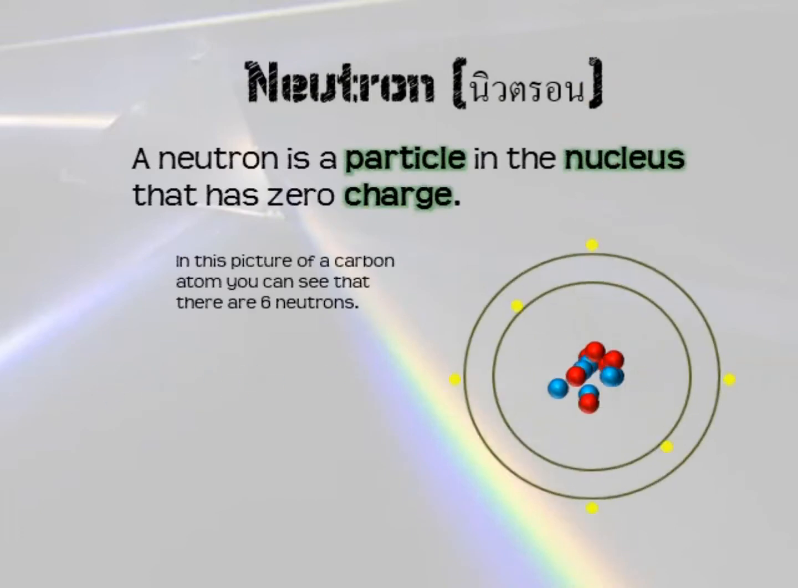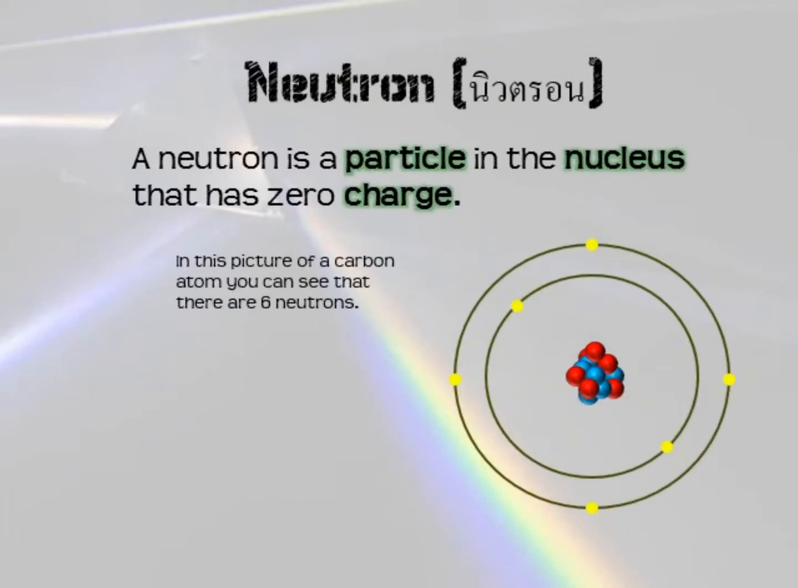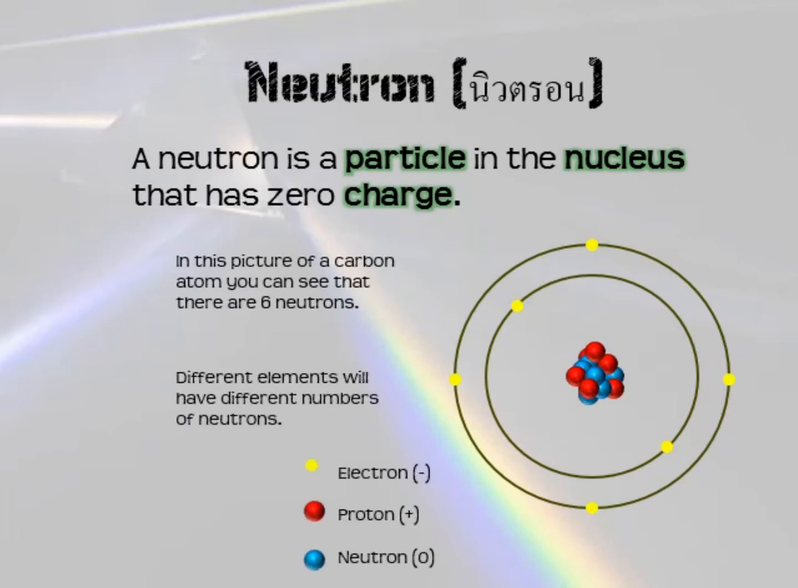Okay, a neutron. So we've seen these before. Neutron is a particle in the nucleus that has 0 charge, and the nucleus is in the middle of the atom there, and in this carbon atom you can see that there are 6 neutrons. The neutrons are the blue balls in the middle. So different elements will have different numbers of neutrons, and although this is an old model of an atom, it is still useful for looking at what exactly is found.